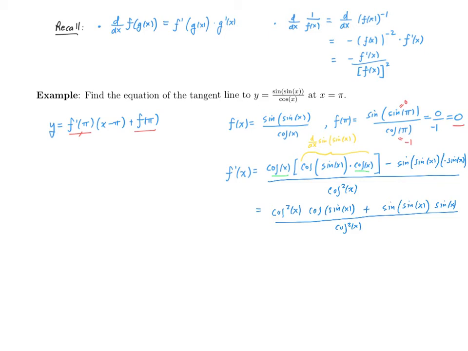And now we can easily substitute in pi. The hardest part might be just writing everything down. So we have cosine squared of pi times cosine of sine of pi, plus sine of pi times sine of pi, all over cosine squared of pi. Just a few quick trig values to remember. Sine of pi is 0. 0 times anything is 0. That second term vanishes.